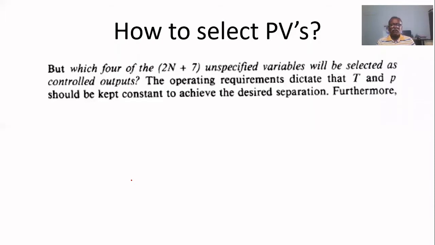So in that way, it depends upon the operating requirement. Are you going for quality of product? Are you going to optimize the production, or are you going for safe operation? Depending on that, we have to select the variables out of 2n plus 7. The operating requirements dictate this.